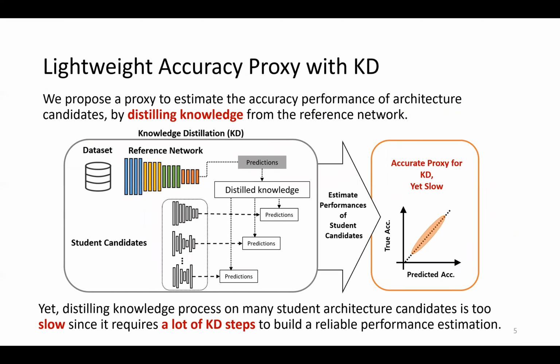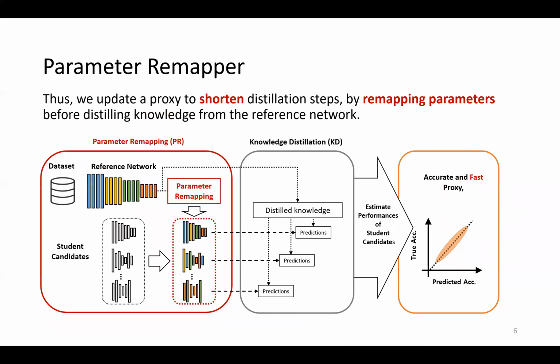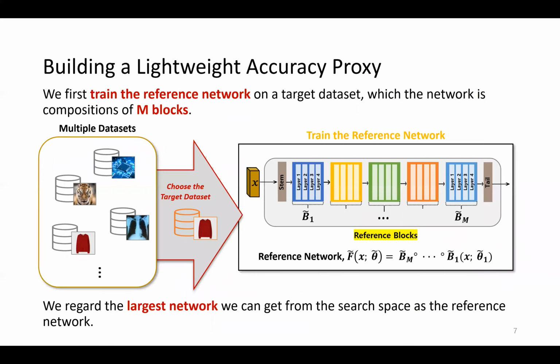For this, we propose a proxy to estimate the accuracy performance of architecture candidates by distilling knowledge from the reference network. However, distilling knowledge on many student architecture candidates is too slow. This is because it requires a lot of knowledge distillation steps to build a reliable performance estimation. Thus, we update the proxy to shorten distillation steps by remapping parameters before distilling knowledge from the reference network.